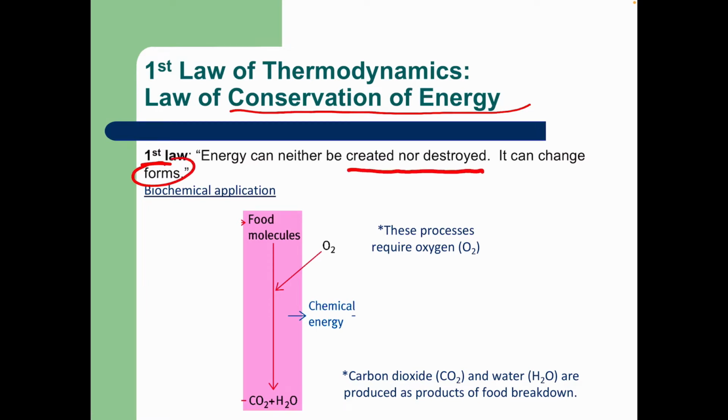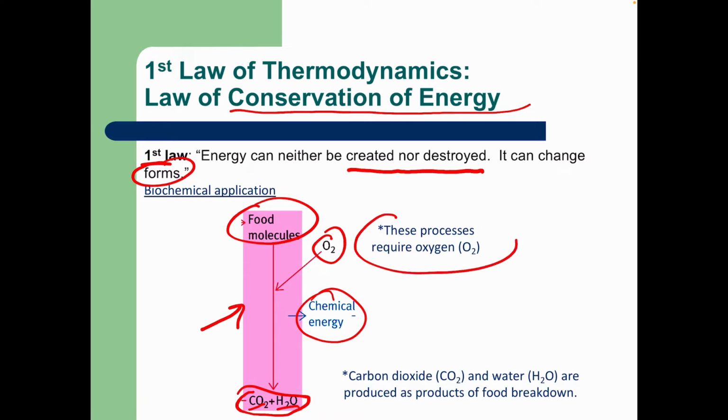It can change forms. That means when we take in our food molecules, it doesn't just disappear, this energy is used. So in this example, we take in our food molecules with oxygen, and we form ATP through cellular respiration, we get our chemical energy. And our waste products are carbon dioxide and H2O. Again, if you want a detailed look at these processes, go to our biology lectures.